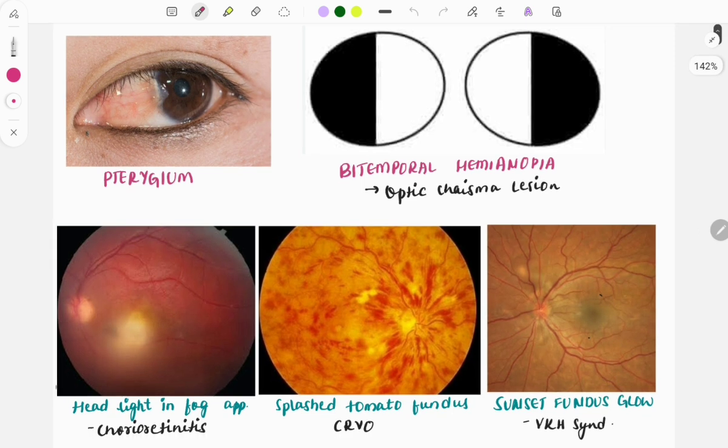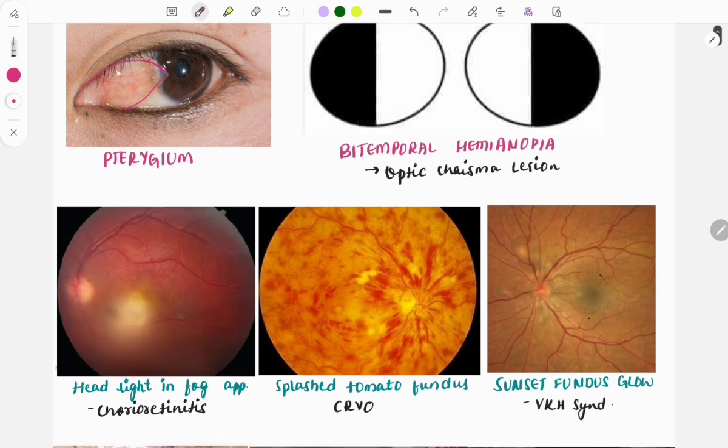Let's see certain important images. ठीक है, तो पहला image है, this is the pterygium. So as you can see, there's a triangular overgrowth seen here, which is coming and settling on the cornea. ठीक है. So image-based questions are asked. Giving this image, they'll ask you to make the diagnosis. Or from the pterygium, questions are also asked on the treatment.